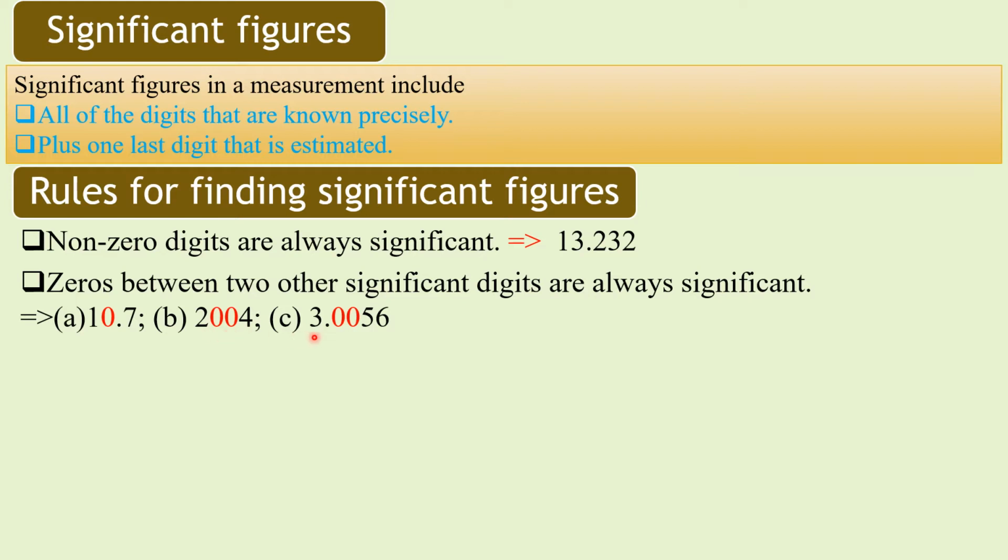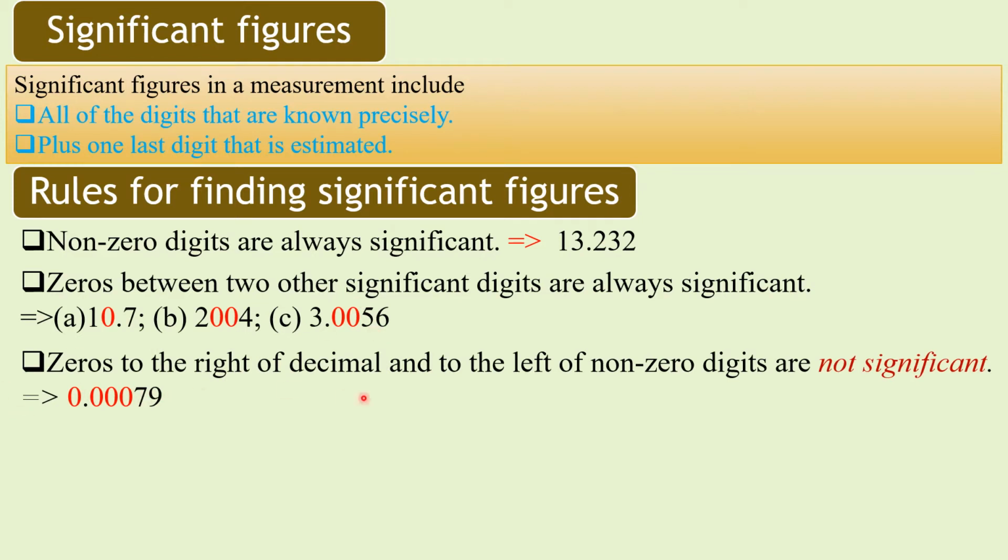In 3.0056 there are 5 significant figures because zeros are in between significant figures. Zeros to the right of decimal and to the left of non-zero digits are not significant. In 0.00079, there are only two significant figures, that are 7 and 9, because these zeros are to the right of decimal and to the left of non-zero digits. So these zeros are not significant figures and we have only two significant figures, 7 and 9.